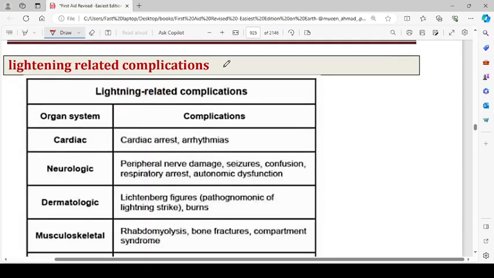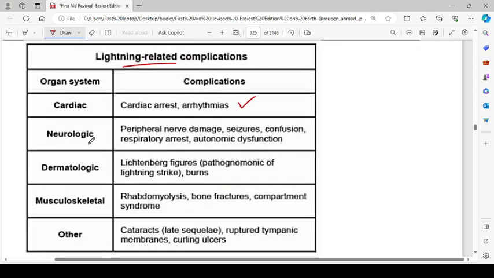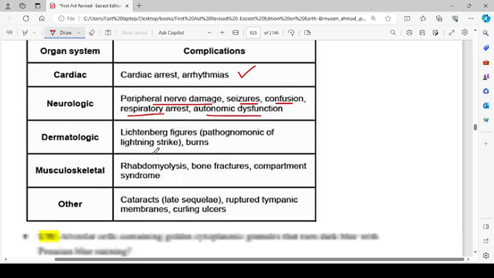Lightning related complications. Lightning like the lightning that falls on you from the sky, right? So the cardiac complications can be cardiac arrest and arrhythmias. Neurologic complications can be peripheral nerve damage, seizures, confusion, respiratory arrest, and autonomic dysfunction.